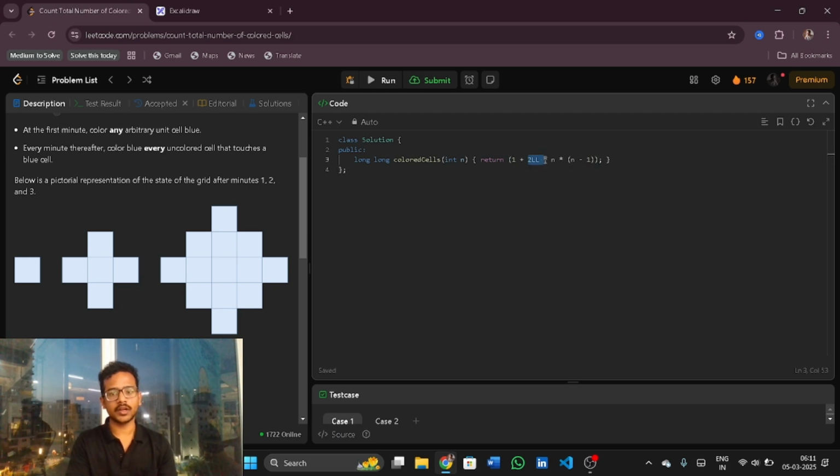Don't forget to add long or typecasting this long if you are using C++ or Java.